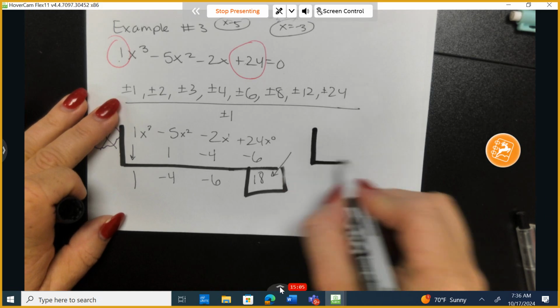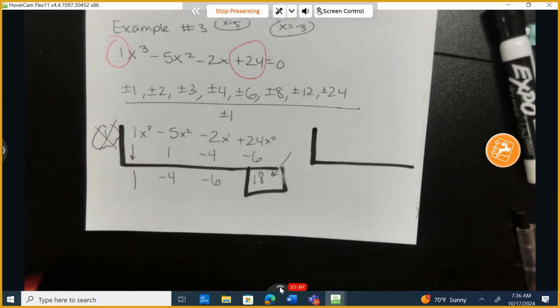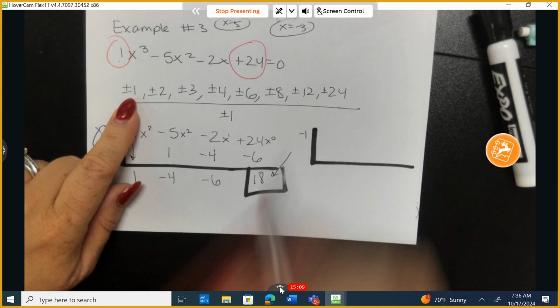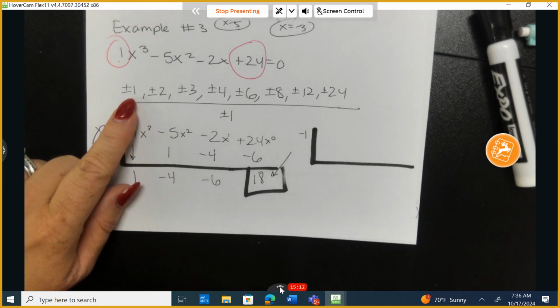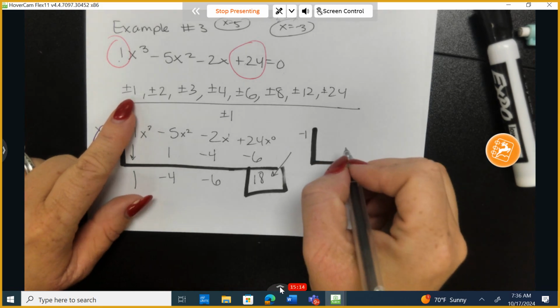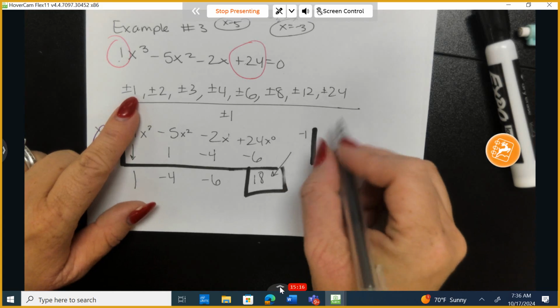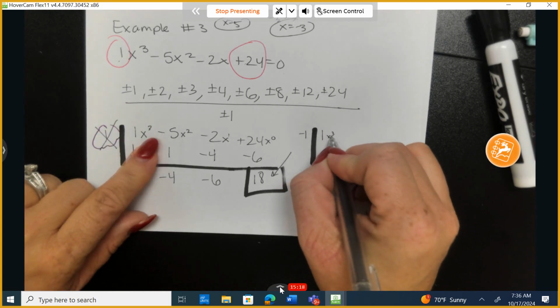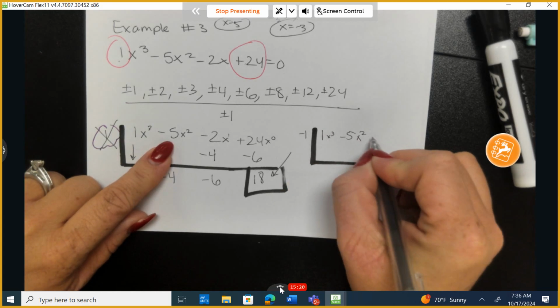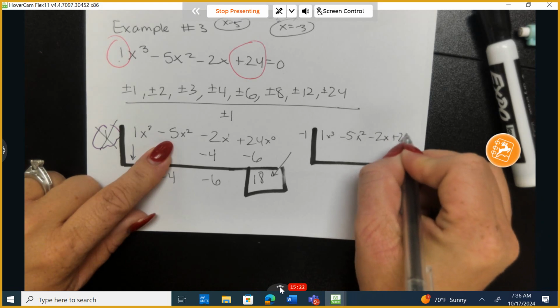In some ways, this is like trial and error. We're going to do the exact same thing, and I'm going to test -1. As soon as we find one that works, we should be able to factor again or use the quadratic formula to solve for the other 2 remaining. So 1x cubed minus 5x squared minus 2x plus 24 equals 0.